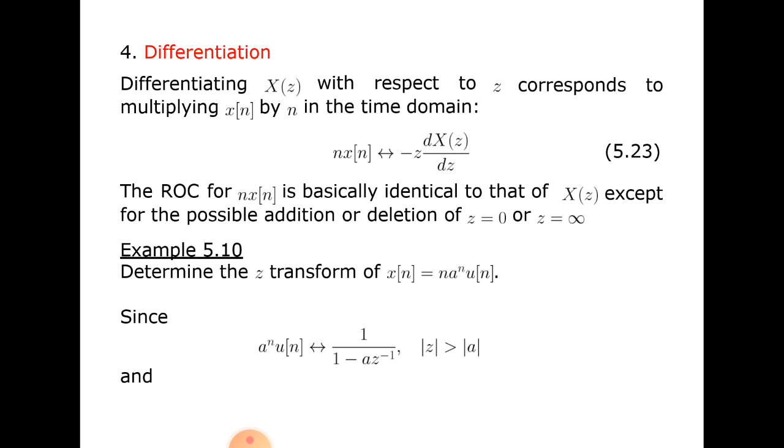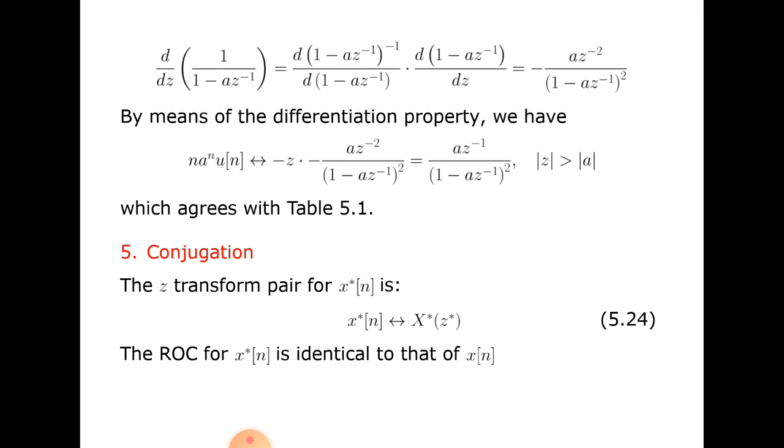Since a^n u[n] lies between 1 divided by (1 minus a z^-1), where |z| > |a|. d/dz of 1 divided by (1 minus a z^-1), which is equal to d/dz of (1 minus a z^-1)^-1, which is equal to minus 1 divided by (1 minus a z^-1)^2 into d/dz of (1 minus a z^-1), which is equal to a z^-2 divided by (1 minus a z^-1) the whole squared.